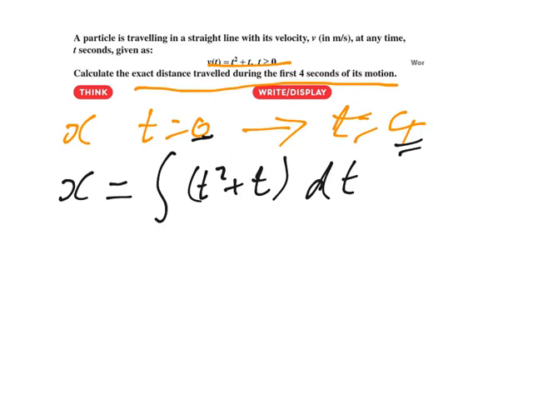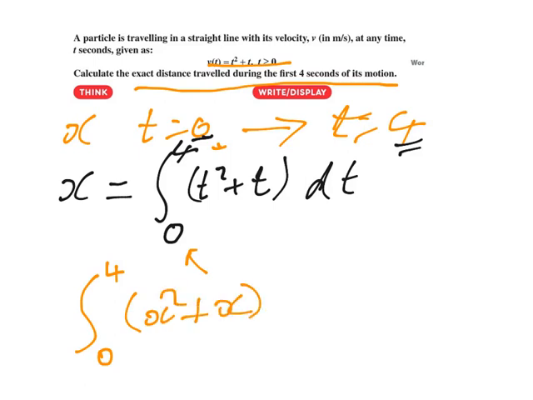Now that's what goes in those boxes there, 0 and 4. So the one that's from goes at the bottom, and the one that's to goes at the top. So you just need to enter that in your calculator. It's basically exactly as that. So in your calculator, you're probably going to enter it as 0, 4, x squared plus x dx.